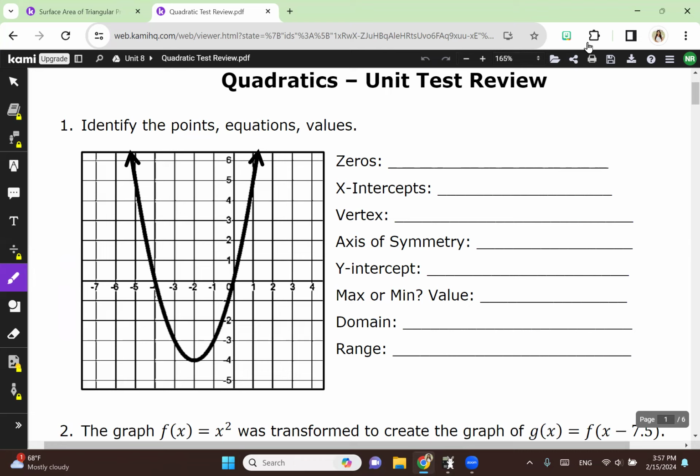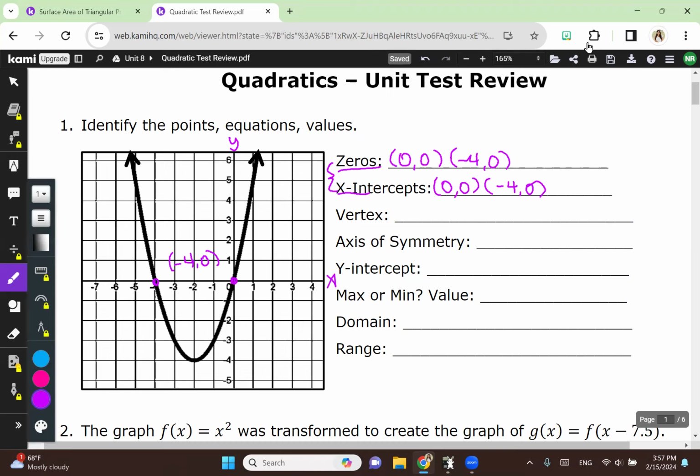Because this might be a long video. So, zeros and x-intercepts, remember, those are the exact same thing. Zeros and x-intercepts are the same, and that is where your graph is crossing the x-axis. So it's crossing through (0, 0) and it's crossing through (-4, 0). So your answers for that should be exactly the same: (0, 0), (-4, 0).